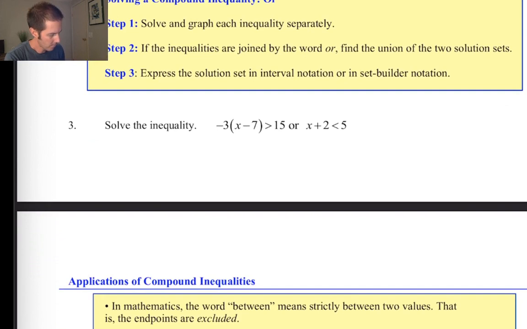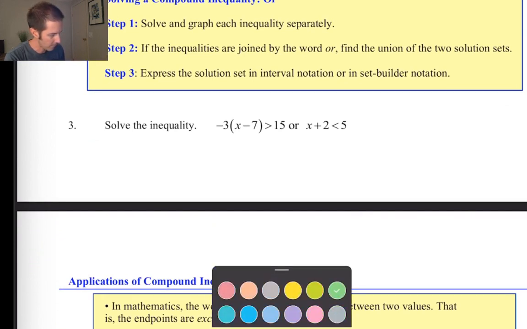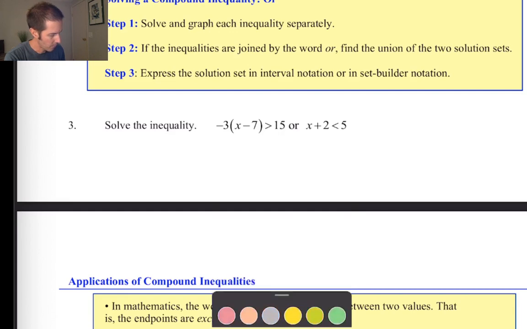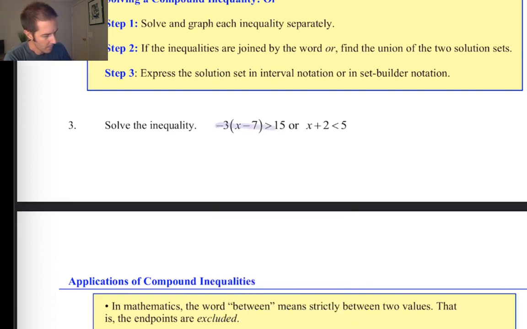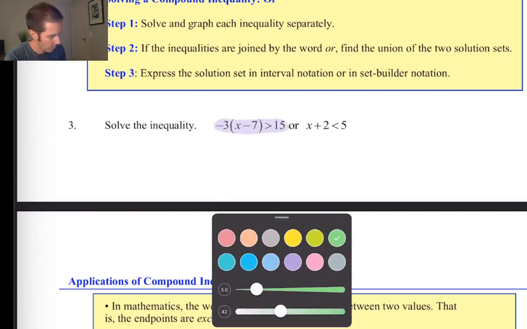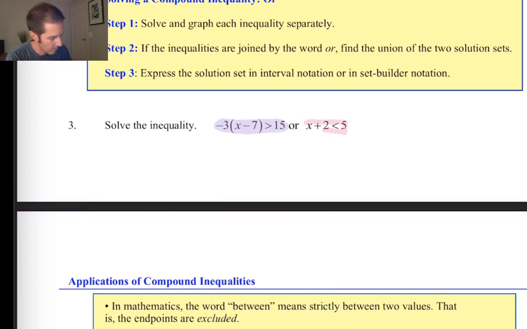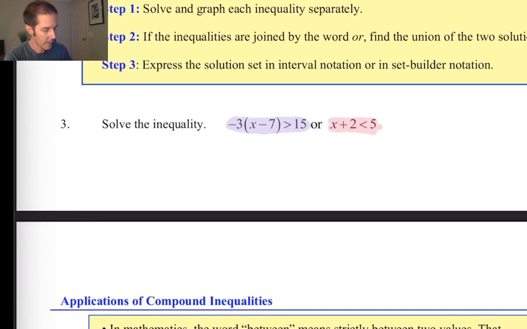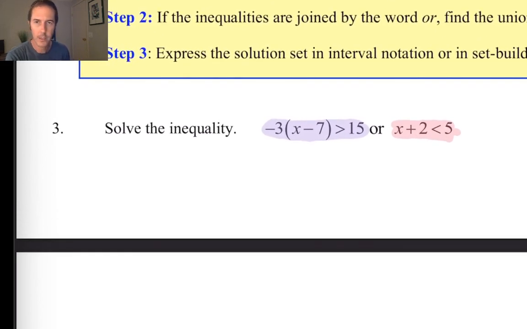Let's be a little clever here, because I'm a little short on space. Hopefully you're using a larger piece of paper than I am. I'm going to work on this inequality in purple, and then I'll switch over and work the other one with, let's say, red. That'll help us distinguish the two. And in this first inequality, I'm not going to distribute multiplication by -3. I want the x to be all alone on the left-hand side, so I'm not going to bring the -3 even closer to it. I'm going to get that -3 out of there. Let's divide both sides by -3.